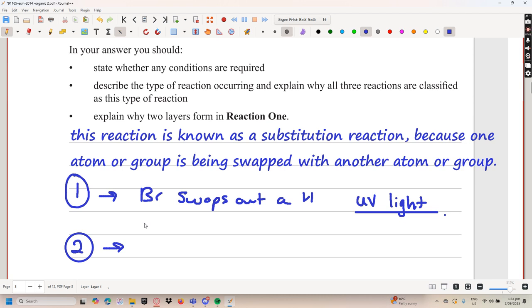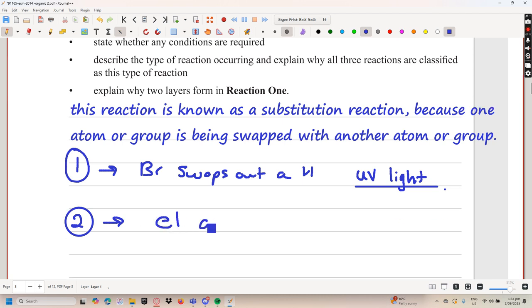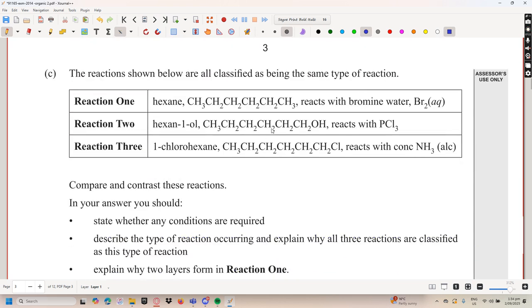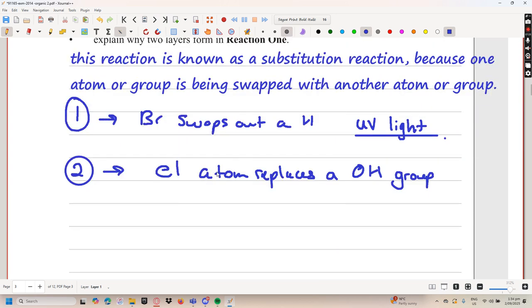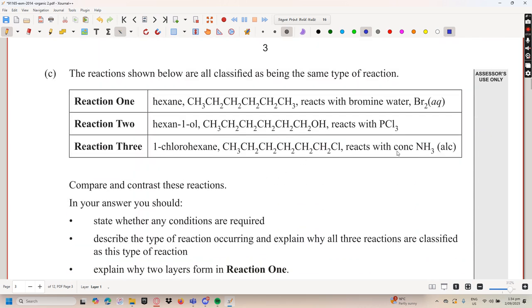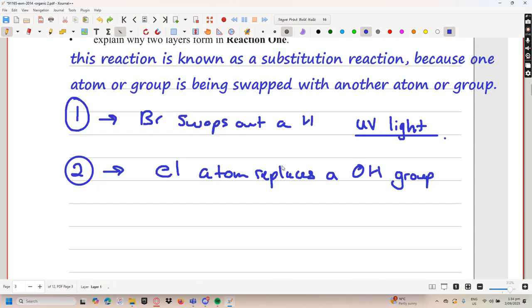You don't need to mention that. But in reaction 2, a Cl atom replaces an OH group. So we had Cl coming in and swapping out with OH. And when that happens, there's not really any conditions required for this. It just sort of does it. If you give it PCl3 or thionyl chloride, so SOCl2 works too, even PCl5. Alcohols are quite happy to react and form stuff.